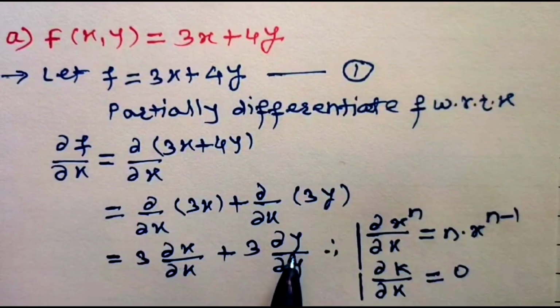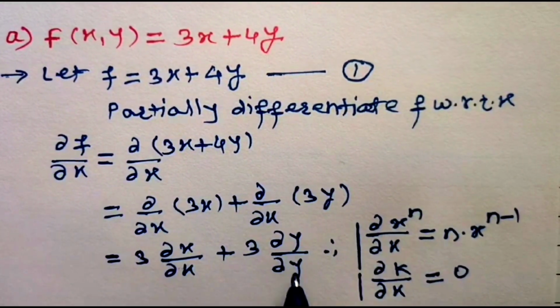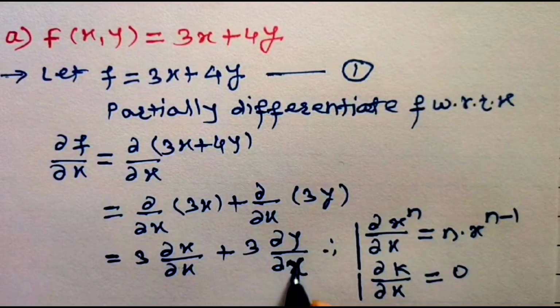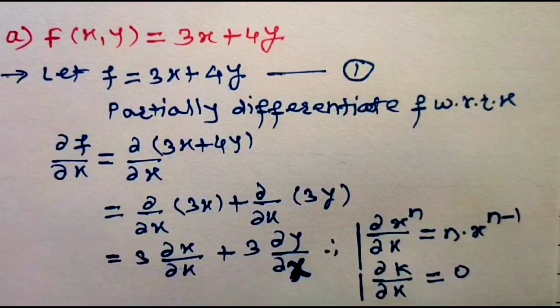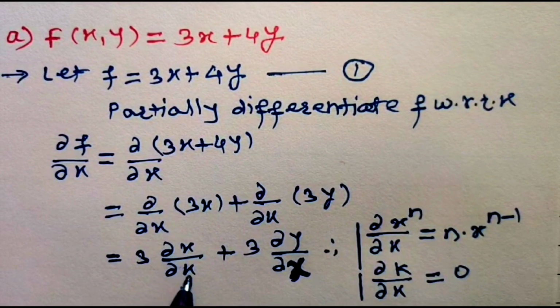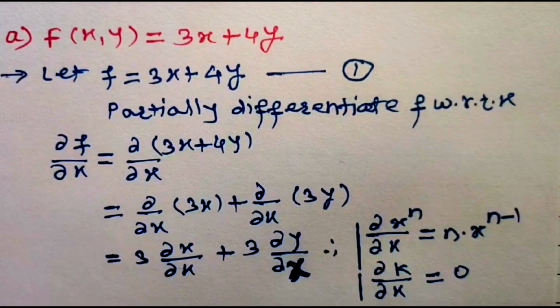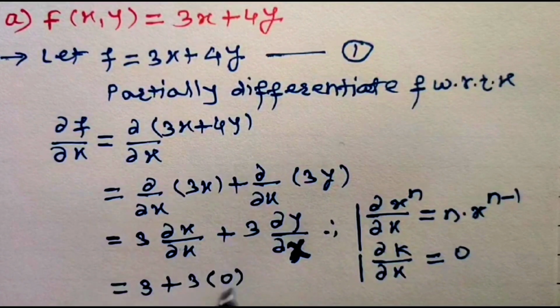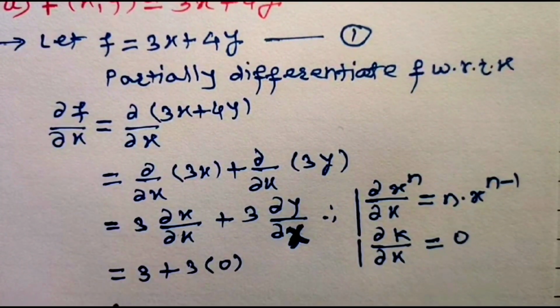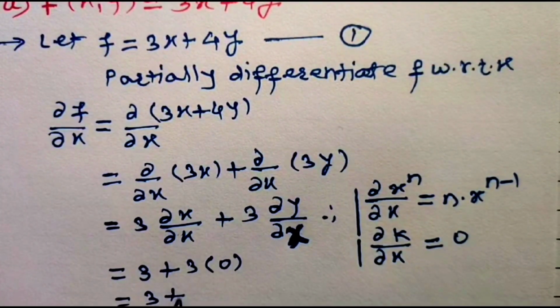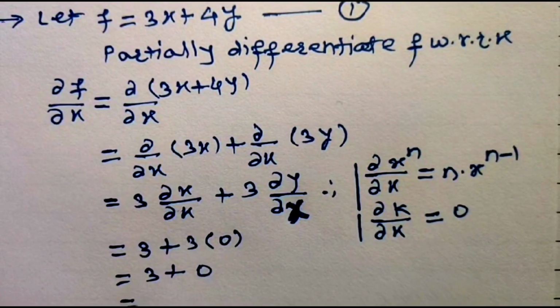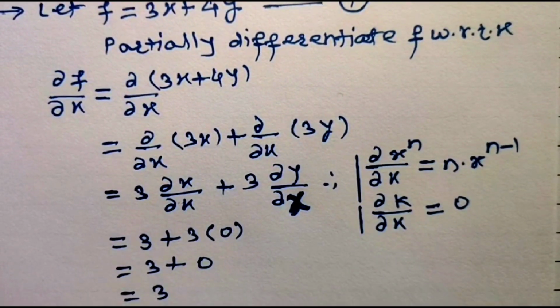Okay, so partial derivative of y with respect to x, not with respect to y, with respect to x, this is equal to 0, and partial derivative of x with respect to x, that will be 1, because dou x divided by dou x gets cancelled. This is equal to 3 plus 3 into 0, and 3 into 0 is 0, so 3 plus 0, and answer is 3 only. Means partial derivative of f with respect to x is 3.